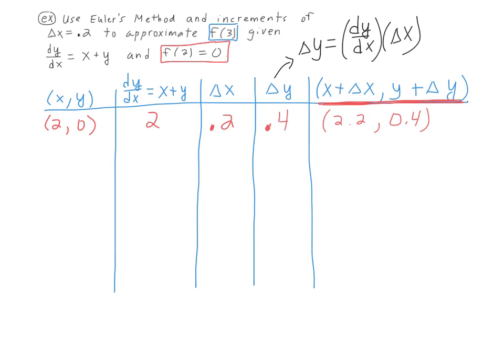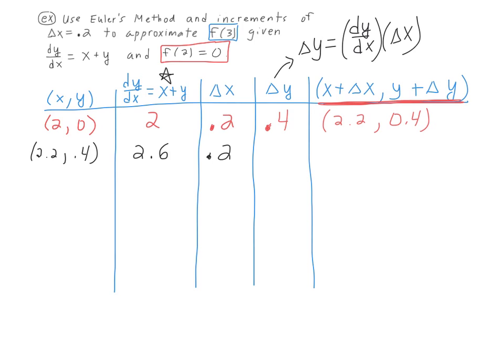So what we're now going to do is take that point that we just found and transfer it over here. So 2.2 comma 0.4, okay? And now we're going to go through the same thing. We're going to first find our new slope value there by adding the x and the y, because that's what our derivative formula tells us to do. So our new value here would be 2.6, okay? Our change in x for all of these is always going to be 0.2, because that's the fixed increment that we're going to use every time.